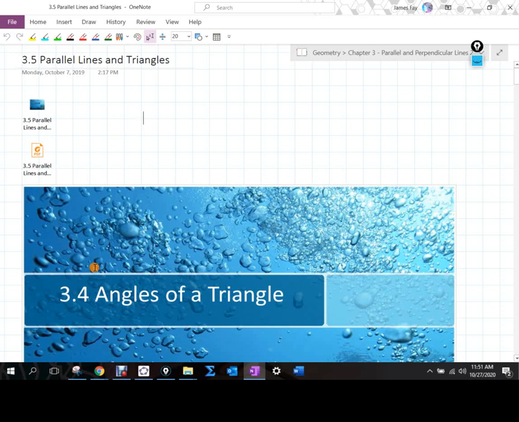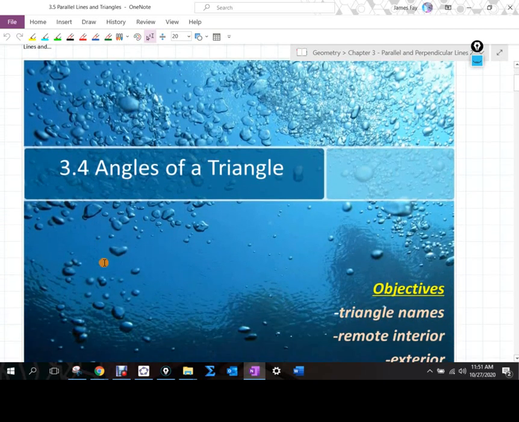Okay, so this is section 3.5. I know there's a typo there. But we're talking about angles of a triangle. How many degrees are there in a triangle, if we add up the three angles on the inside? 180. Why? Because. All right, so today. You could have 270. No, you can't.